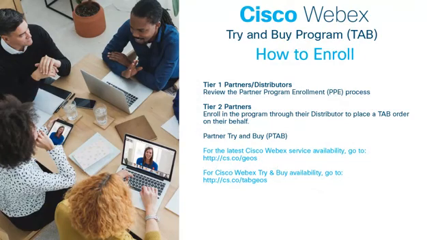The Try and Buy program is available to direct customers, Tier 1 partners distributors, and Tier 2 partners. Tier 1 partners and distributors have the same enrollment process. Please note that Tier 2 partners need to work with a distributor. For details regarding the availability of the Try and Buy program, use these links to learn where Webex service is currently available and where you can participate in the Webex Try and Buy program. Partner Try and Buys, or PTABs, are managed end-to-end by a partner. Please find these links at the end of this module.